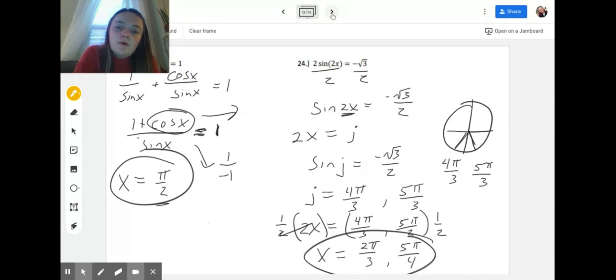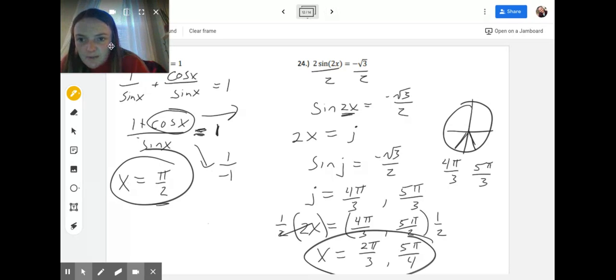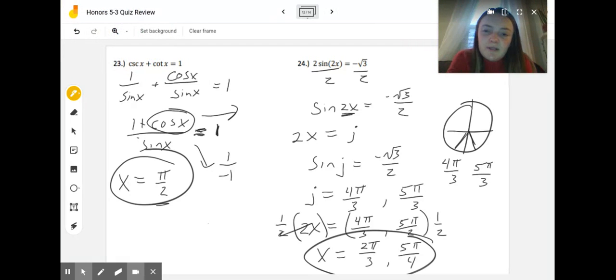All right, 24. I think I might have skipped 23. For 23, what I did is I kind of just plugged in some values that might work. I wrote cosecant and cotangent in terms of sines and cosines, and I saw that 1 over cosine x over sine x is equal to 1. And so what I really wanted to do is find out, hey, what are some values that if I plug in 1 plus something over something, it equals 1?